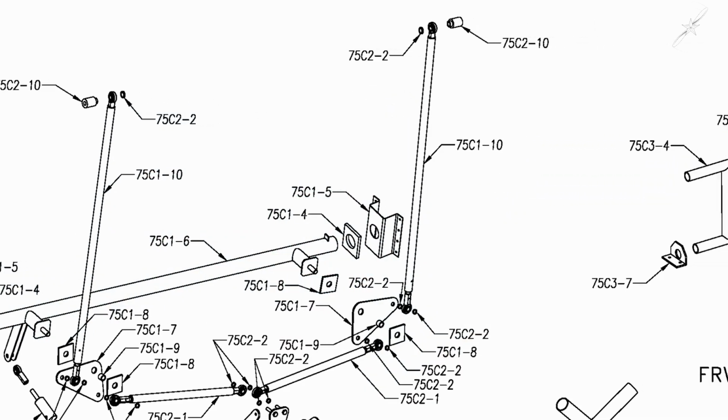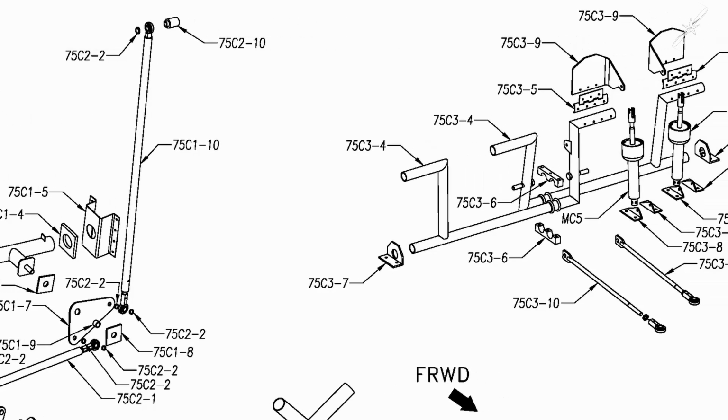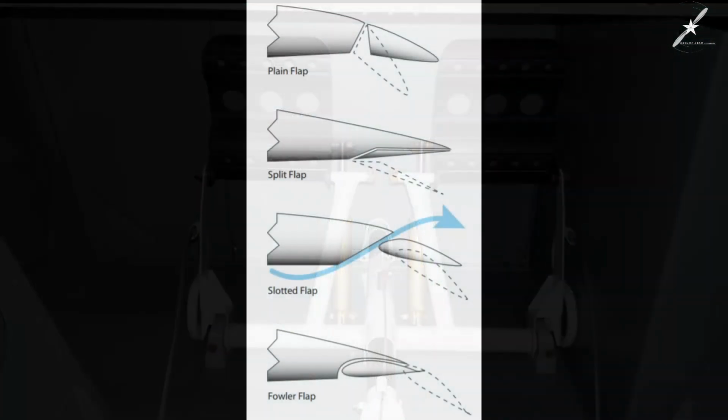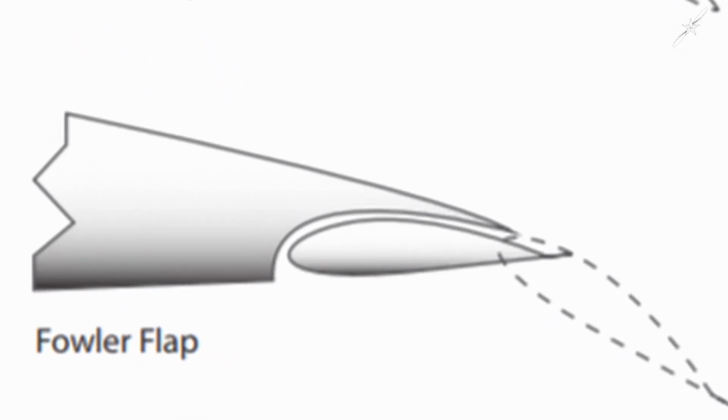Controls. I've not started on any of the control systems as of yet. We are planning on having standard controls with toe brakes and steering through the rudder pedals when the gear's down. The flaps will be electric with position sensors. The flaps will also be the Fowler design.